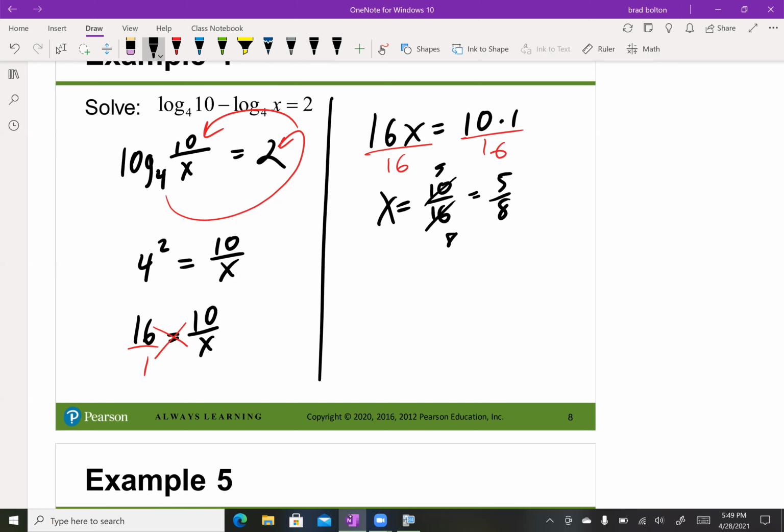And then if we plug that answer in, we get a positive in here. So we're okay with that, so it doesn't cause any domain issues. So our answer is 5/8, and we're okay with it, okay?